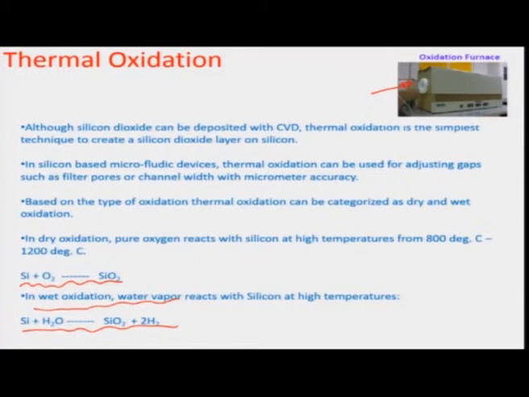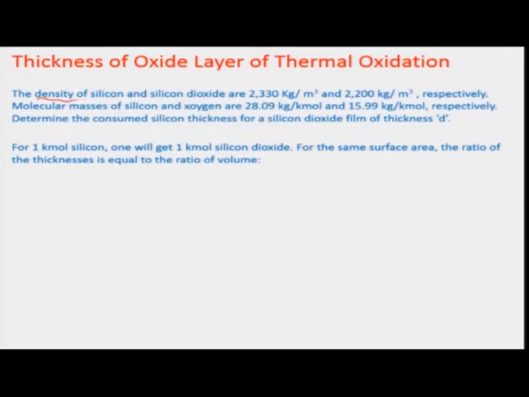So, we will now try to estimate the consumption pattern of the silicon given a certain thickness of silicon oxide, and also some other conditions like the molecular density of the silicon, the volume fraction, and so on and so forth. The density of silicon and silicon dioxide in this particular case are given as 2330 kg per meter cube and 2200 kg per meter cube, and it is further given that the molecular masses of silicon and oxygen are 28.09 kgs per kilomole and 15.99 kgs per kilomole respectively.